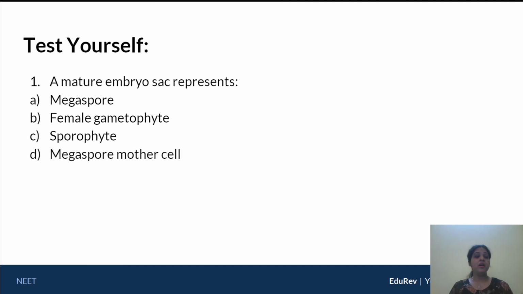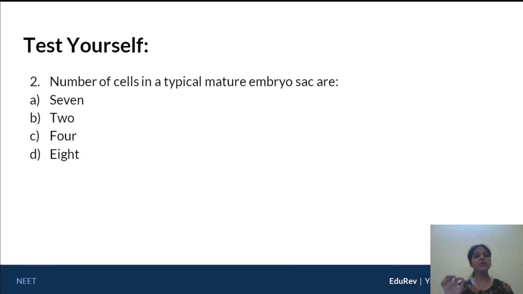The first, a mature embryo sac represents first the megaspore, female gametophyte, the sporophyte, or the megaspore mother cell. Now, very clearly, what is it representing? The embryo sac contains the female gamete, okay, the egg cell. So definitely it has to be the female gametophyte. The next, number of cells in a typical mature embryo sac are. So how many cells would you find? So a mature embryo sac would imply that you're moving into the 7-cell stage. Okay, so the answer is option A, 7.